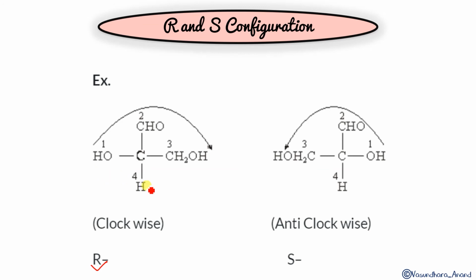Agar vertical pe aata, to as it is. Got it? In this case, if you check 1, 2, 3, this is anti-clockwise. That means it is going to be S. It will be S. Yes.